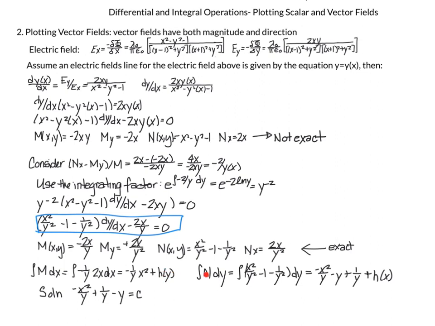We integrate n with respect to y. So where's n? Our x squared over y squared minus 1 over y squared, integrated with respect to y, is minus x squared over y plus 1 over y, plus a function h of x.